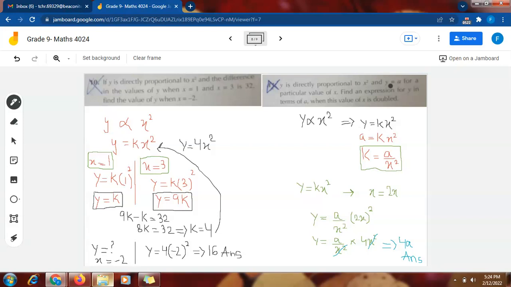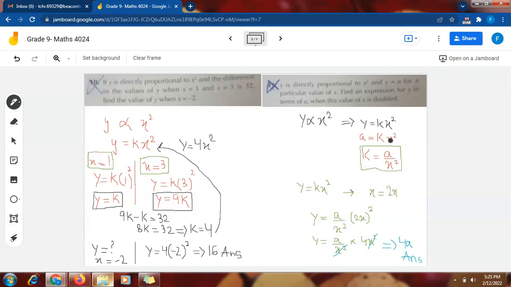This time y equals a for a particular value of x, meaning I have not been provided with the two values. So I will not be able to find the exact value of k. So what will I do? I will just find the value of k in terms of variables. Since the value of y is given, that is a, I will substitute y equals a in this equation. So I have written a equals k as it is, x squared as it is, because the value of x is not provided.